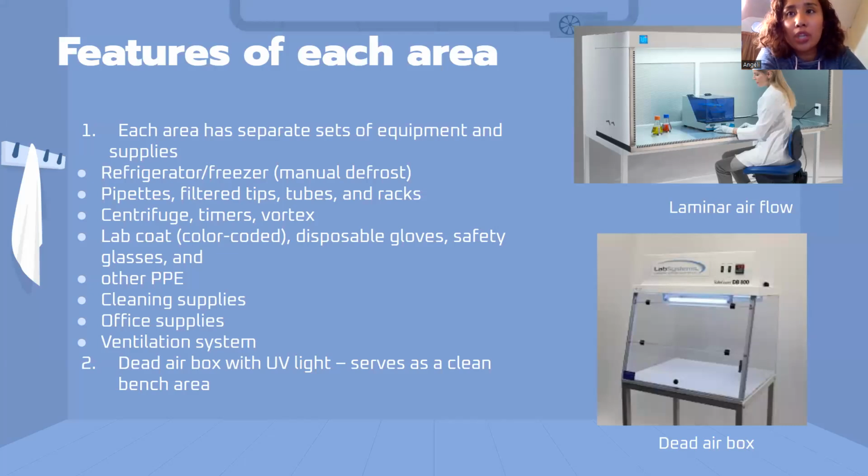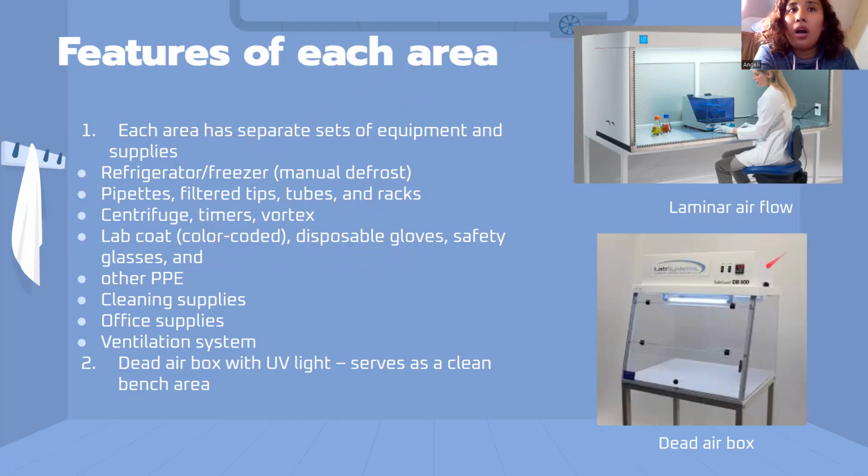So, features of each area. All of this should be available in all areas. Each area should have separate sets of equipment and supplies. For example, if it's in specimen prep, it should stay there. We have pipettes, filter tips, centrifuge, timers, vortex, lab coat. These should also be in a dedicated area. Cleaning supplies, office supplies, and ventilation system. There should be a good ventilation system in each area.